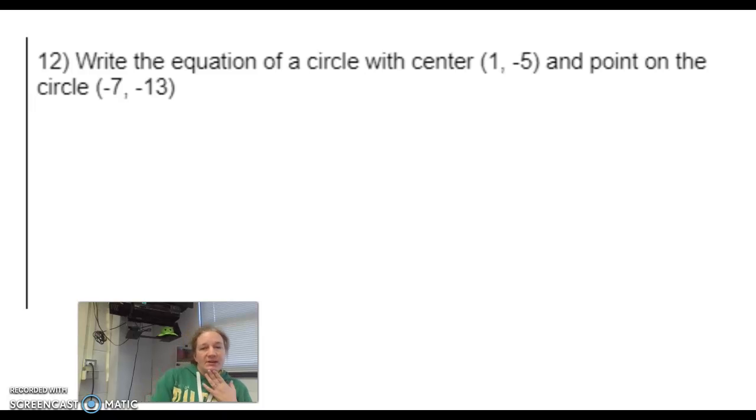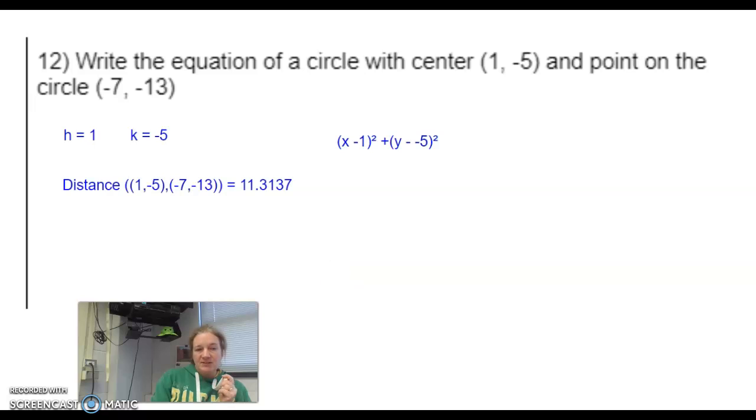Let's try this again. The center is at 1, negative 5, and a point on the circle is negative 7, negative 13. So it's easy. H is 1, K is negative 5. So I'm going to change the signs. I'm going to put this into my distance formula in Desmos. I'm not going to show it to you again. You get 11.3137. So my radius squared is 128. Now I just write my equation. I have x minus 1, y plus 5, because a negative negative is positive, and then 11.3137 squared is 128.